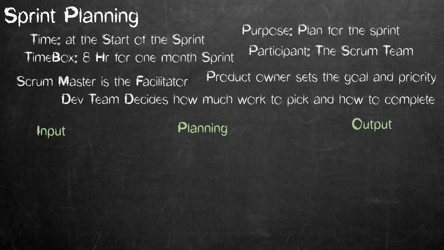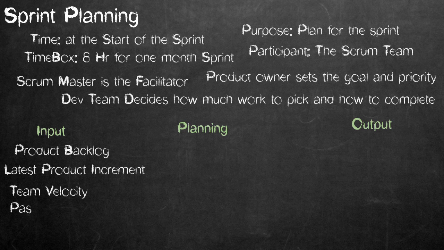First, let's see what the inputs are of this meeting. The major input is the product backlog, which is managed by the product owner, and he or she ensures the transparency of it. Other inputs are the latest product increment, projected capacity of the development team during the sprint, which is known as the team velocity, and the past performance of the development team.